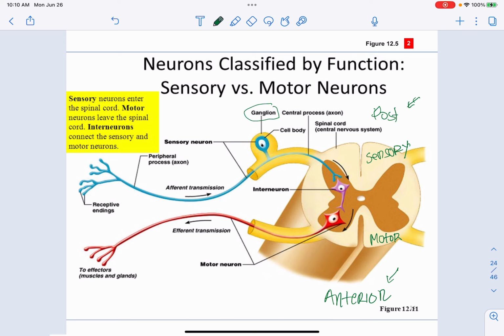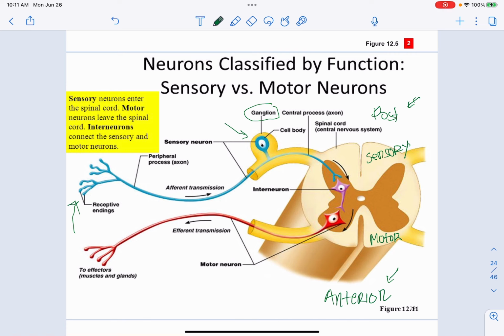So we have sensory information. Remember that all of these neurons are pseudo-unipolar. So this is a great example. You can actually see the neuron here. You can see how the cell bodies are going to cluster and form that dorsal root ganglion. So all of the sensory information, this is out in the periphery, and this is where the receptor endings are.